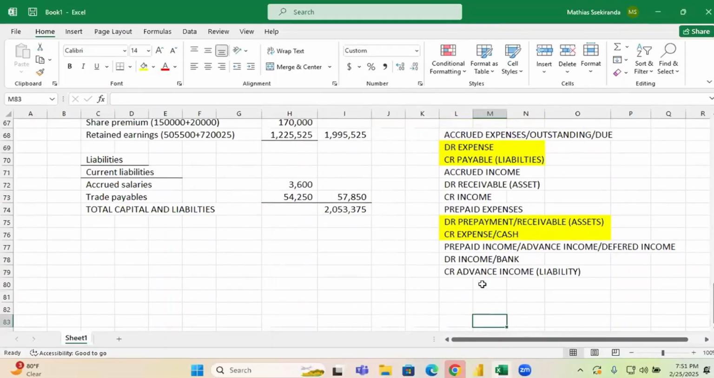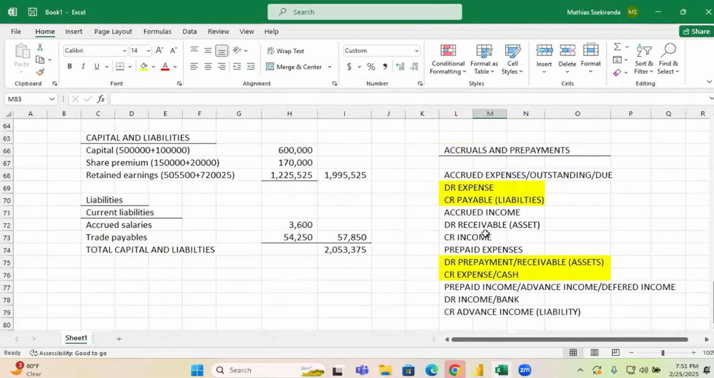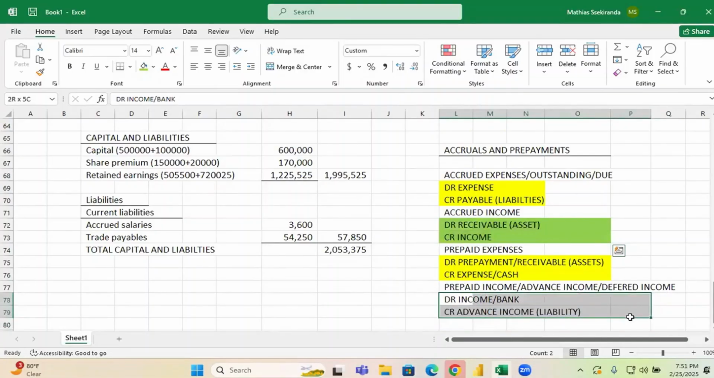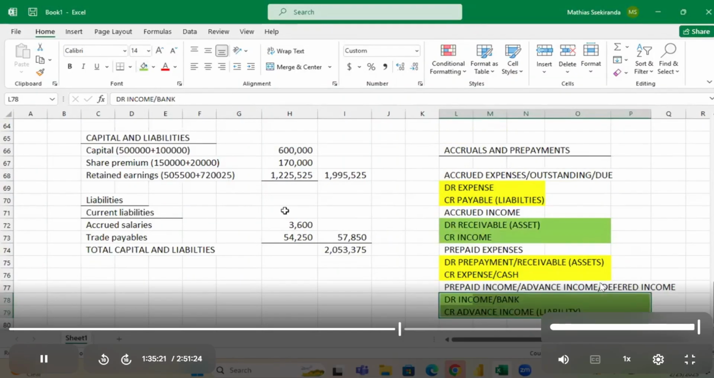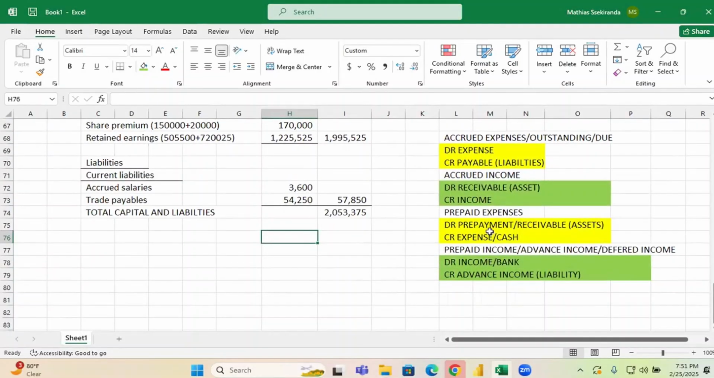Okay? So when you understand those four animals, I can assure you presentation will not be very hard for you. Because most of the figures will need to be adjusted, depending on these four things. Okay?